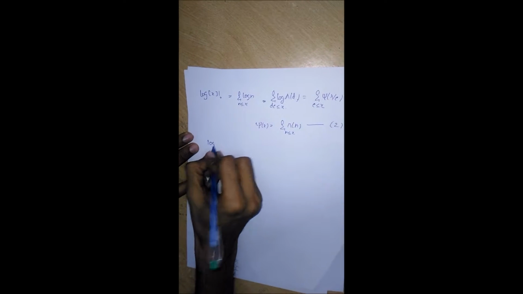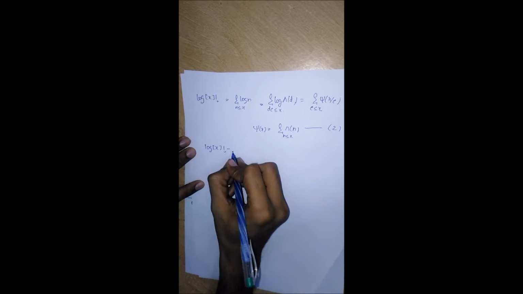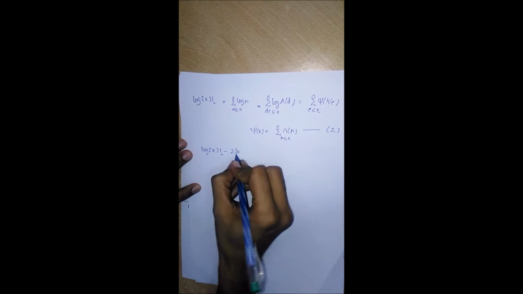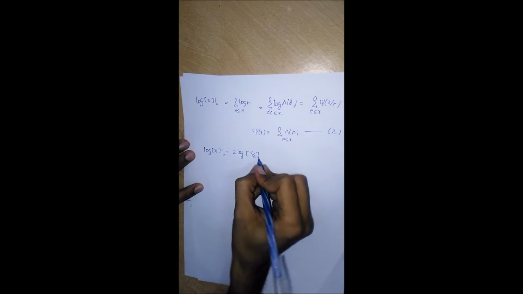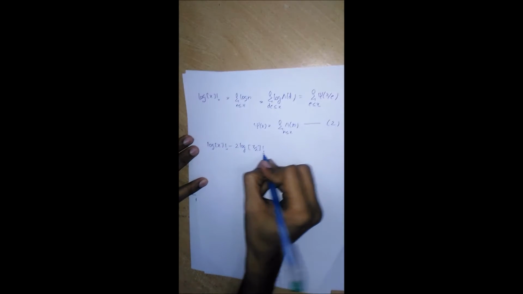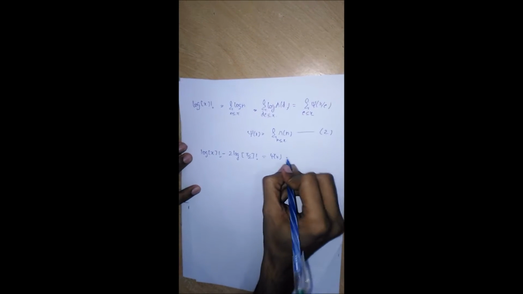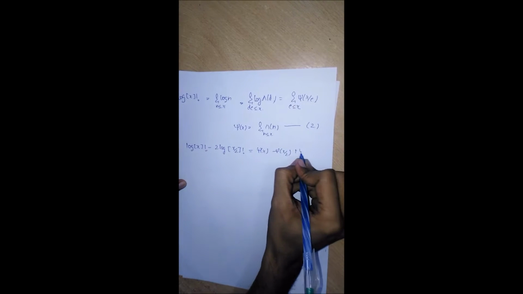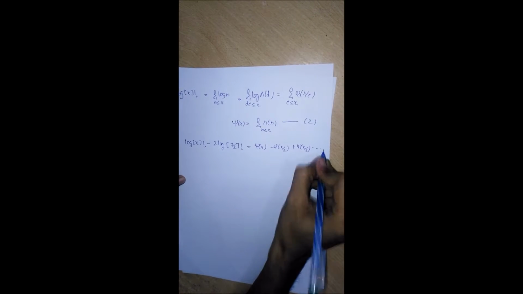The above equation implies that log of the integral part of x factorial minus 2 log of the integral part of x by 2 factorial is equal to psi of x minus psi of x by 2 plus psi of x by 3, and so on.